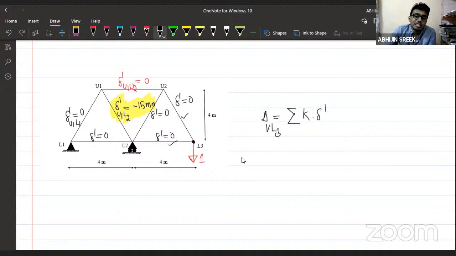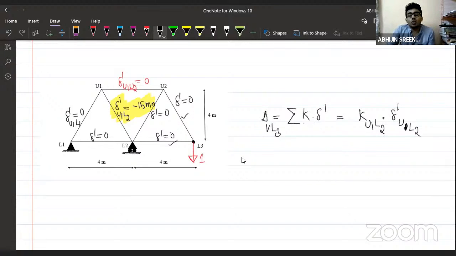So look at the equation. It is K into delta, which means, for example, K into U1 L2 into delta U1 L2, K into L2 L3 into delta dash L2 L3, which means we are multiplying the K value with the lack of fit in various members. Only member U1 L2 is having lack of fit, which means we need to calculate the K value of the member U1 L2. No other members are required, right? U1 L2. Why? Because only one member is having lack of fit. Very good, yeah. Kasturi and Kushbu, Vaishnavi, very good.